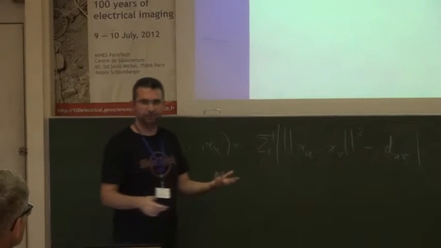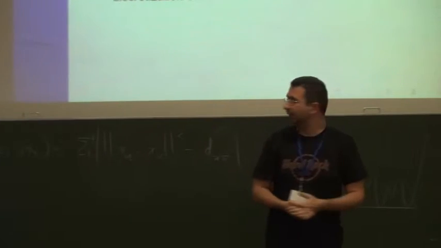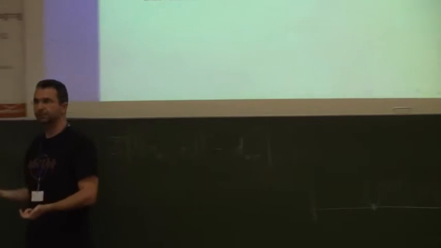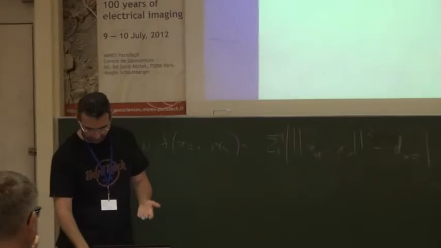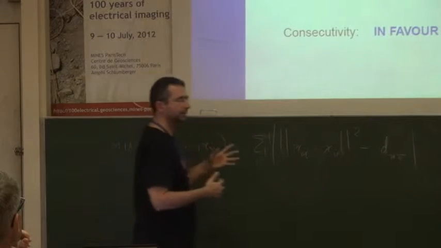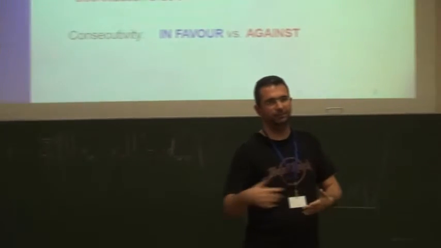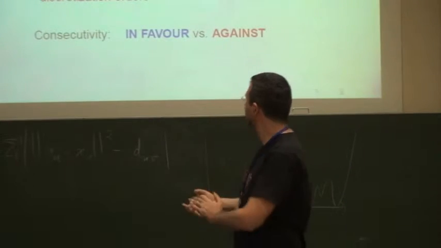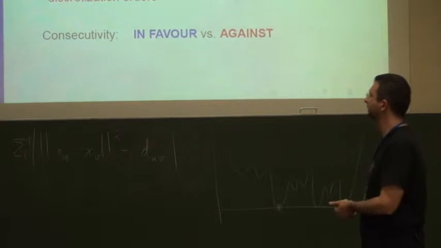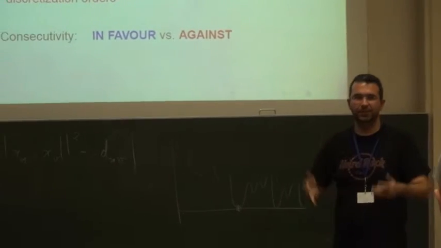So why two big families of discretization orders? There are many reasons that are related to the consecutivity assumption that I just mentioned. Now with colors, blue and red, I will mark the reasons that were in favor of the consecutivity assumption and the motivations that were against it. So in favor, in blue, historical reasons. We started with this.